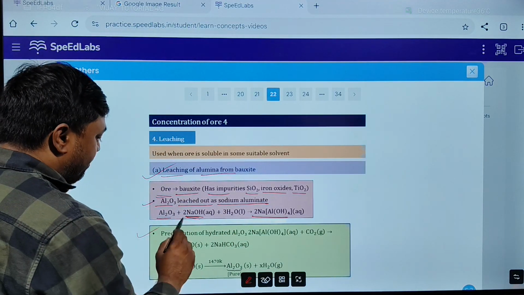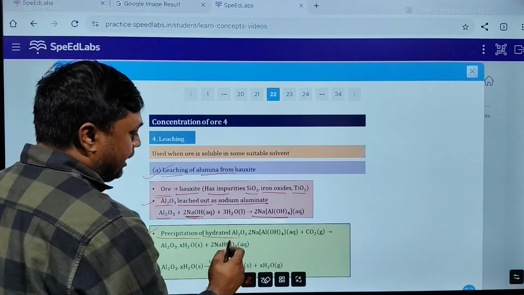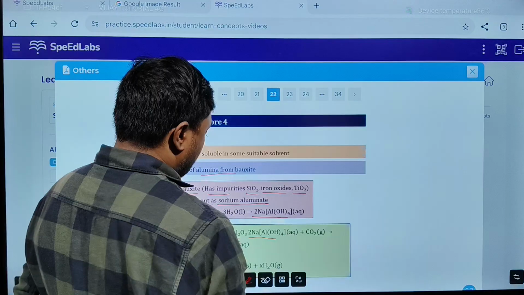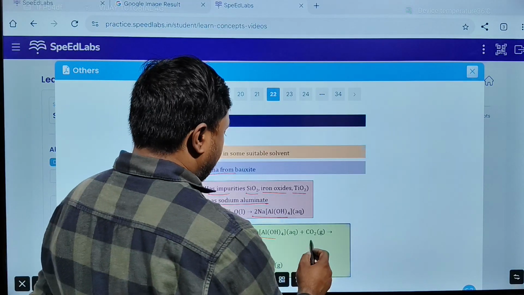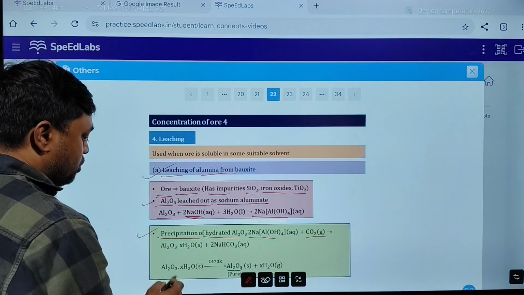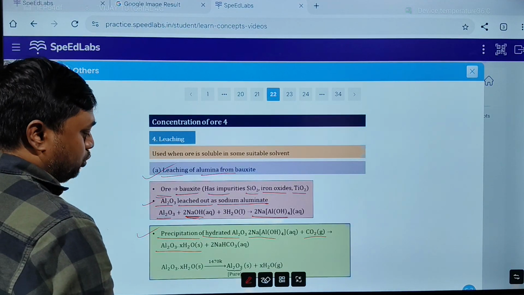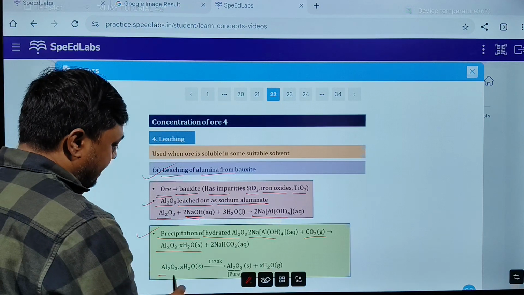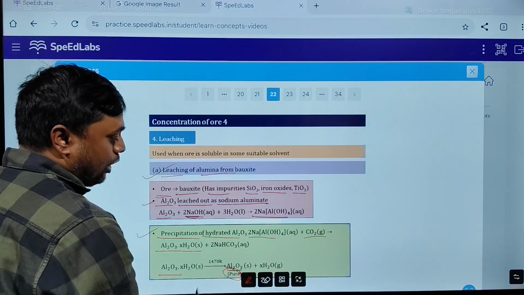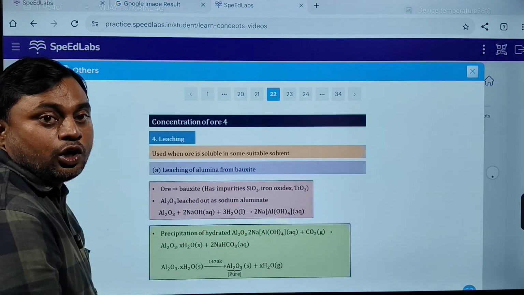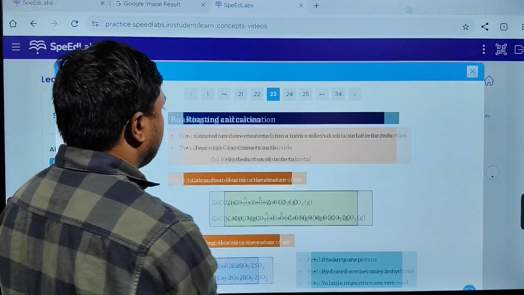Now a precipitation of hydrated Al2O3 from NaAl(OH)4 with CO2. What will happen when you do the precipitation? We get Al2O3·xH2O. Now this precipitate is separated and if it is heated strongly, we get pure alumina, Al2O3. In this way the concentration of bauxite is done.